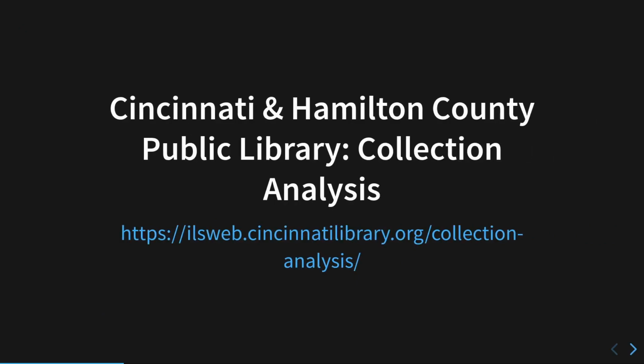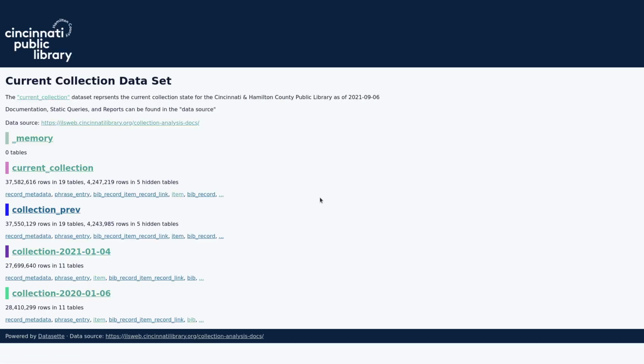So here is an overview of the collection analysis tool that we're currently running at the Cincinnati and Hamilton County Public Library. I'm calling it collection analysis. So here it is, and you can see there are a number of databases presented. Each of these right here is a particular snapshot.